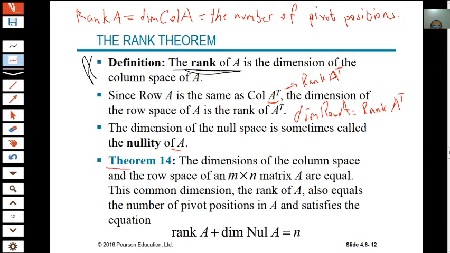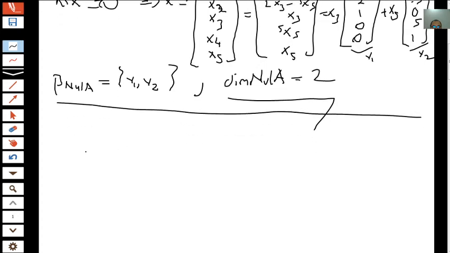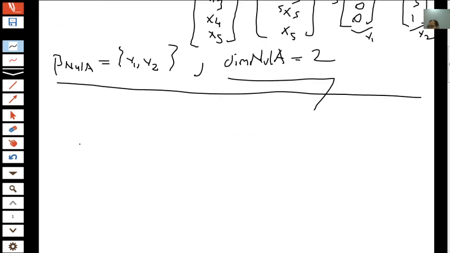And here we have a very important theorem. The dimensions of the column space and the row space of an n by n matrix A are equal. This common dimension, namely the rank of A, also equals the number of pivot positions that I said here in A, and satisfies the equation written here. So let's see clearly all information about the dimensions for the special subspaces.